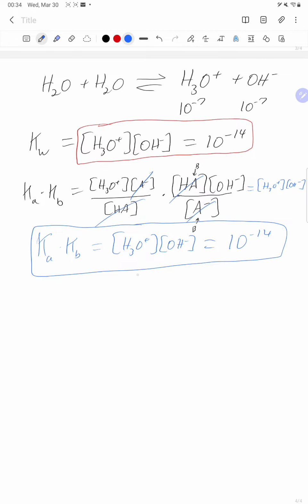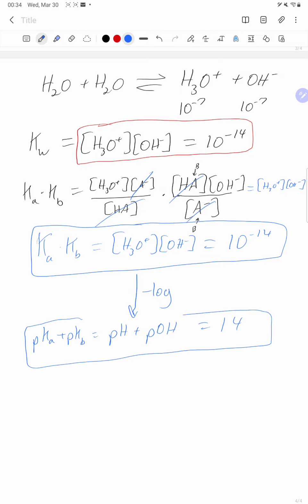So say we want to do a logarithm now. So now we're going to do the negative log of everything. And we're going to distribute those out, so we're going to resolve it, all that good stuff. So that ends up giving us pKa plus pKb equals pH plus pOH equals 14. So here's our next set of relationships. If you know these two we have boxed in blue, we are in very good shape.